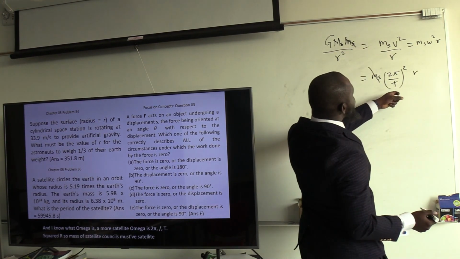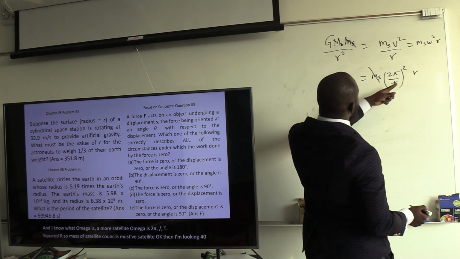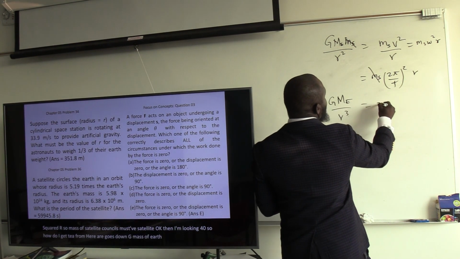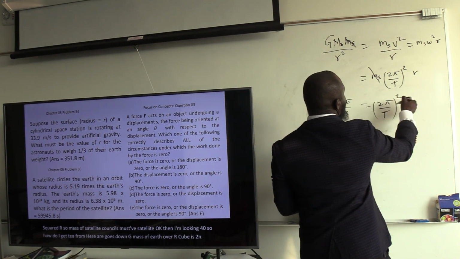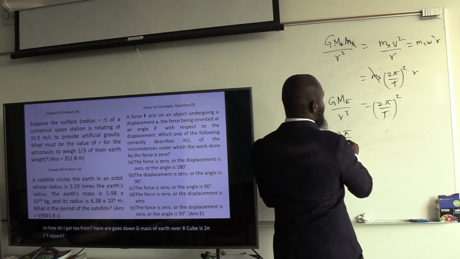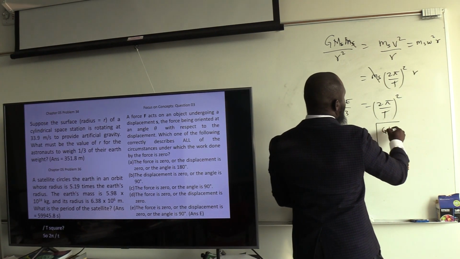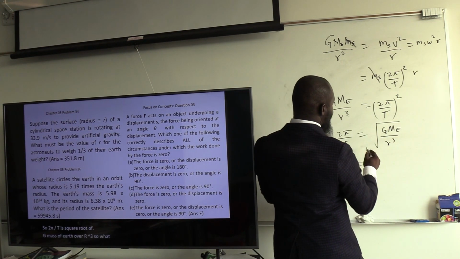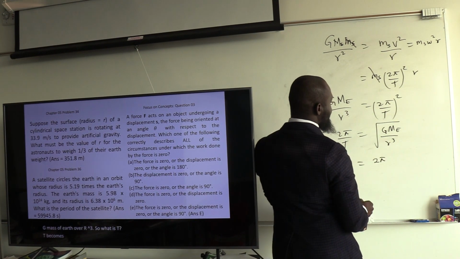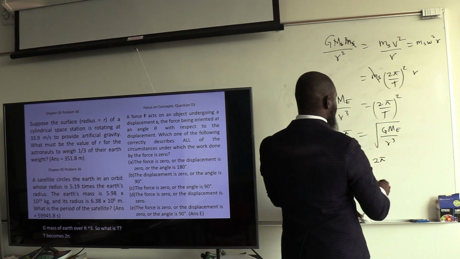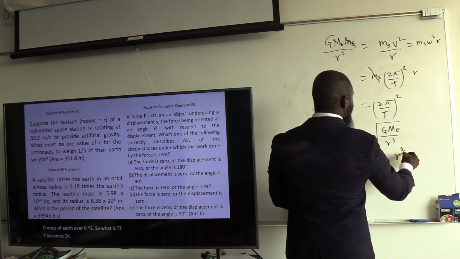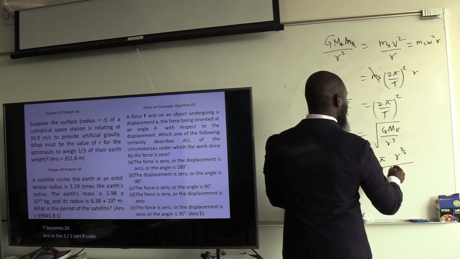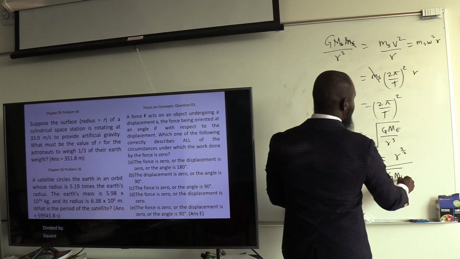Then I'm looking for T. So how do I get T from here? R goes down. G mass of Earth over r cubed is (2 pi over T) squared. So 2 pi over T is the square root of G mass of Earth over r cubed. So what is T? T becomes 2 pi times r to the 3/2, that's the square root of r cubed, divided by the square root of G mass of Earth.